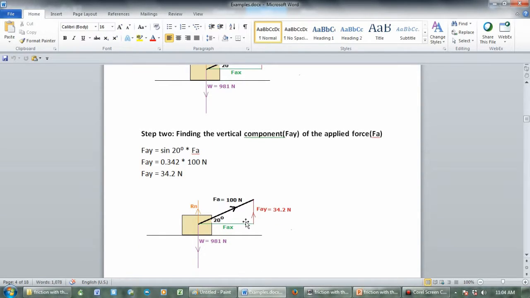Step 2, finding the vertical component Fay of the applied force. Fay equals the sine of 20 degrees times Fa. So Fay equals 0.342 times 100 newtons. Fay equals 34.2 newtons.